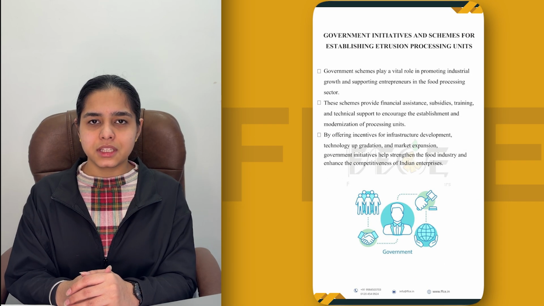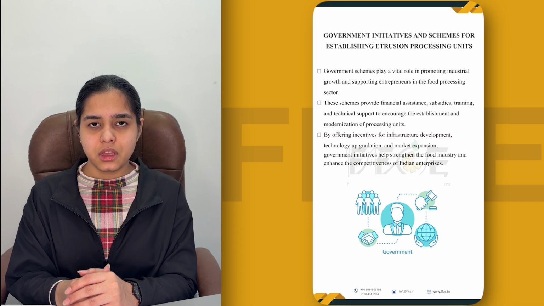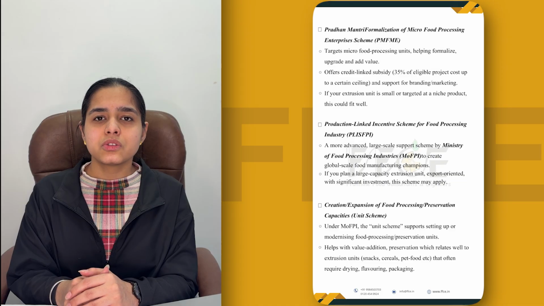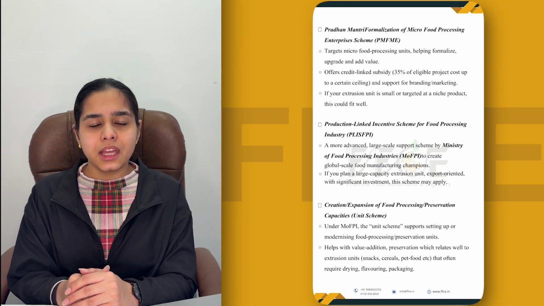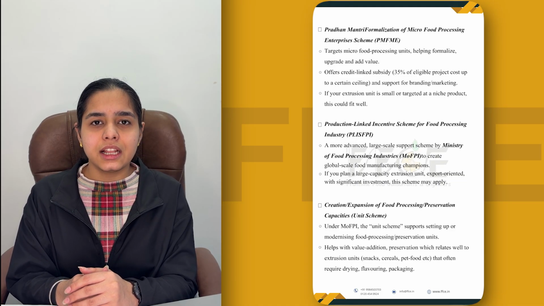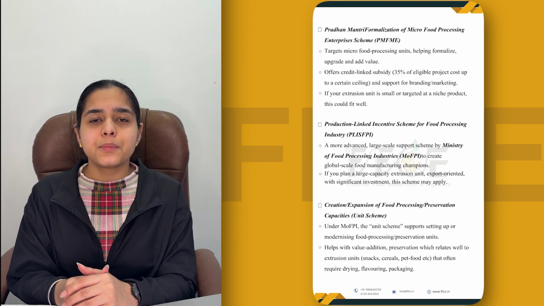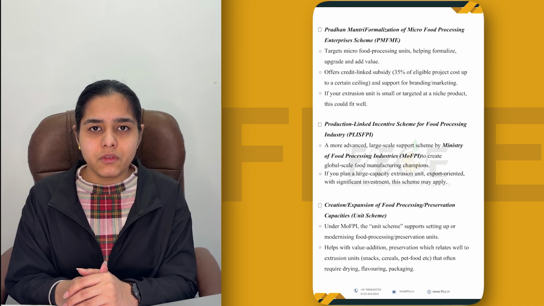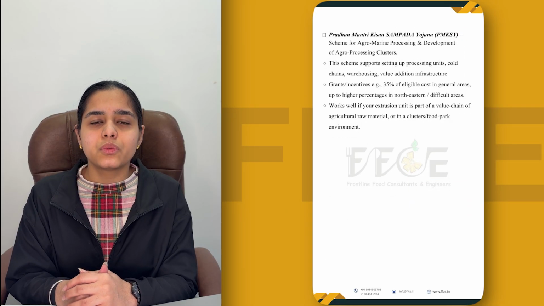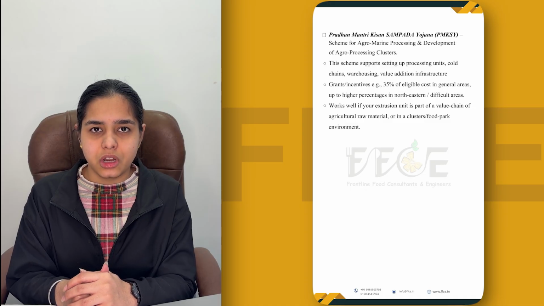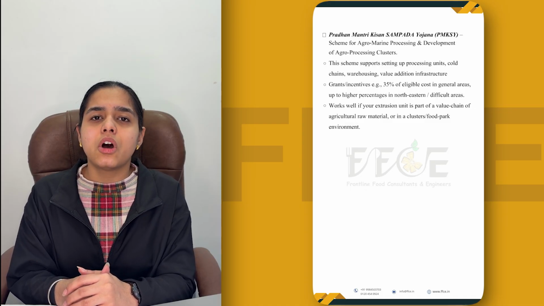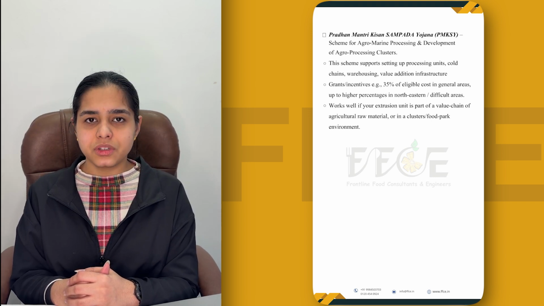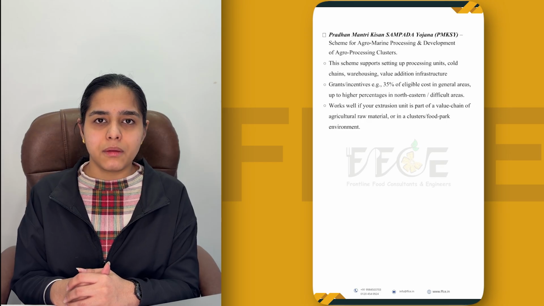There are several government schemes which support the new extrusion units. First is PMFME, which gives around 35% credit-linked subsidies to small and micro industries. Second is the PLI scheme, which is more for large-scale and export-oriented units. Third is the food processing unit under MOFPI, which supports the new industries with expansion and modernization. The fourth one is Pradhan Mantri Kisan Sampada Yojana, which gives subsidies of 35% or higher to the northeast and in hilly regions.